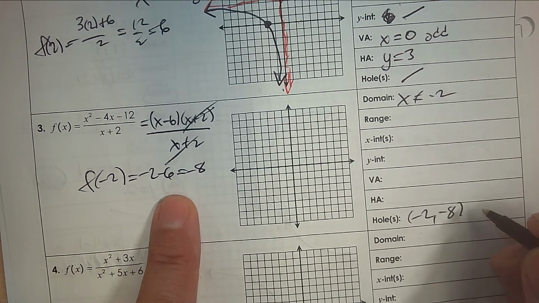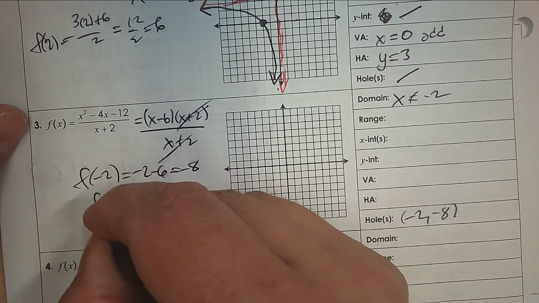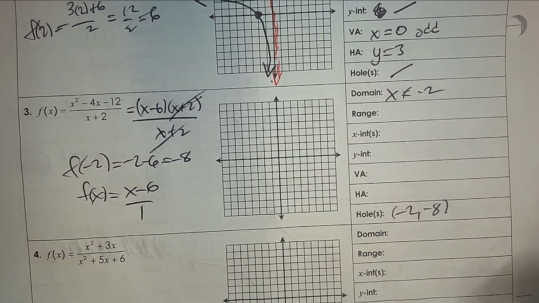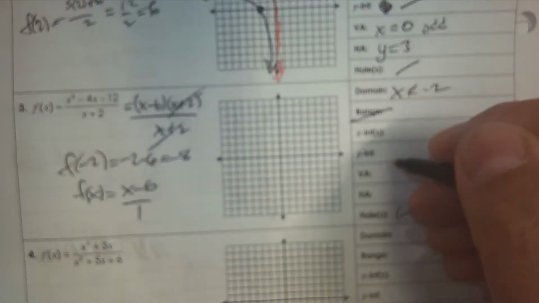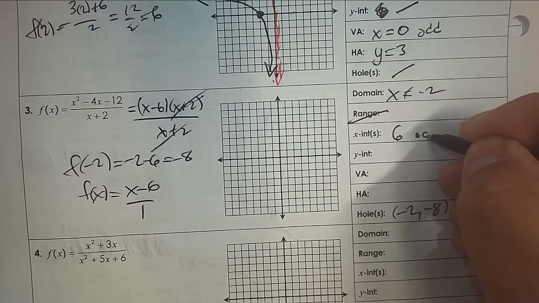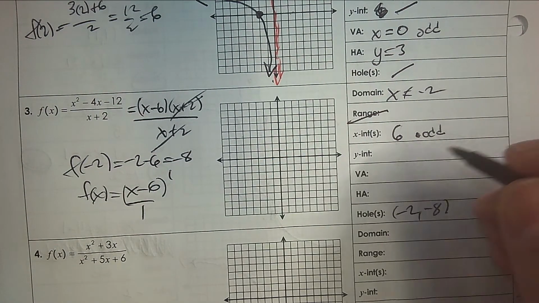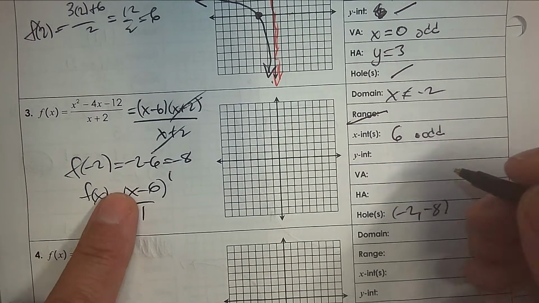Now, what's left over is just x subtract 6. And if you like, there's a 1 on the bottom. So I'm not worried about the range. The x-intercept then is 6, and it's odd. So the exponent you don't see is odd. The y-intercept. Well, when I plug in 0, I get negative 6.